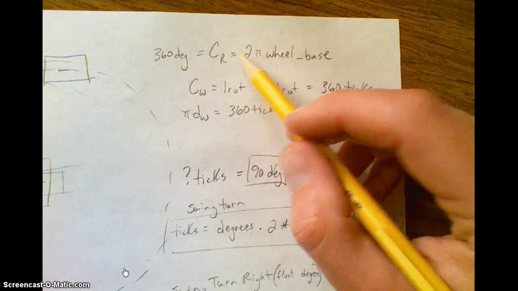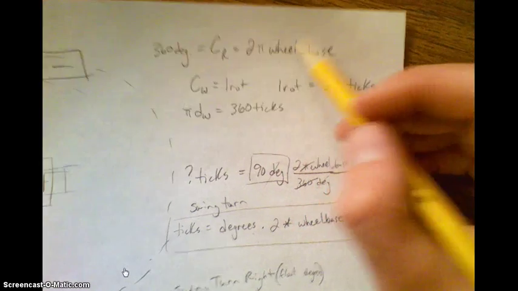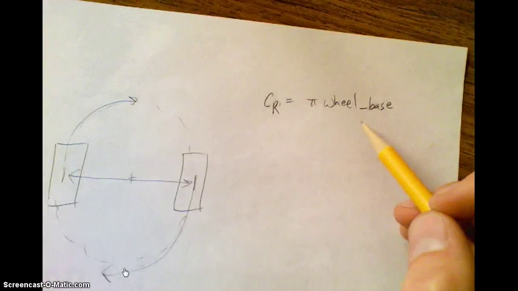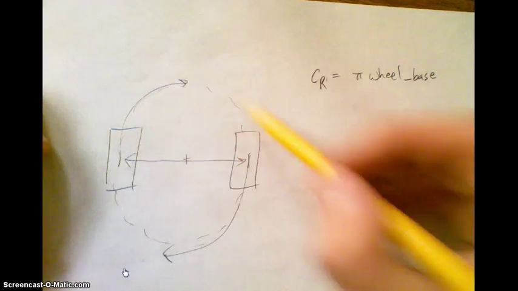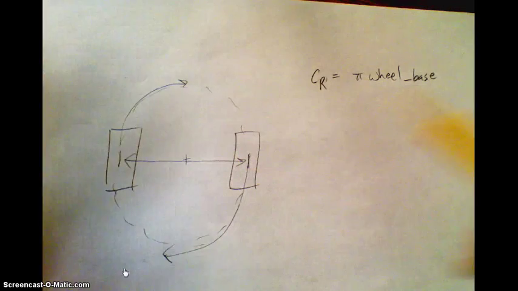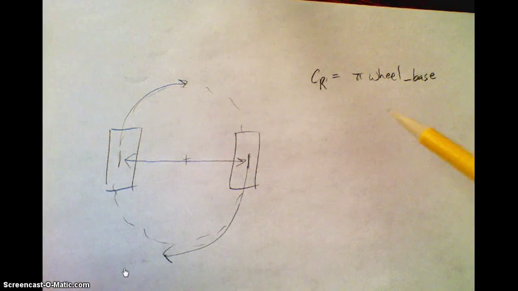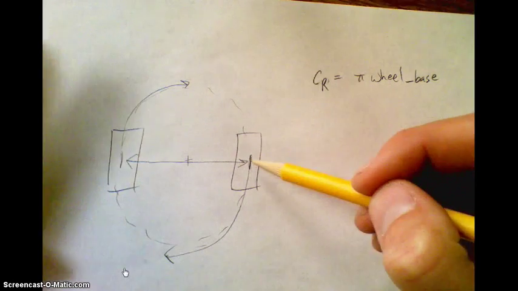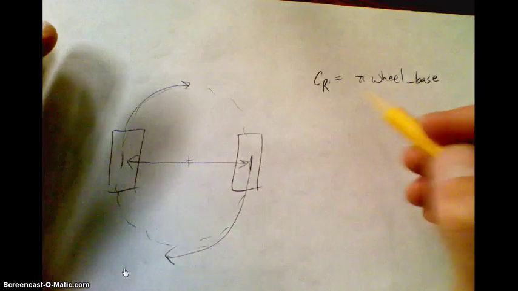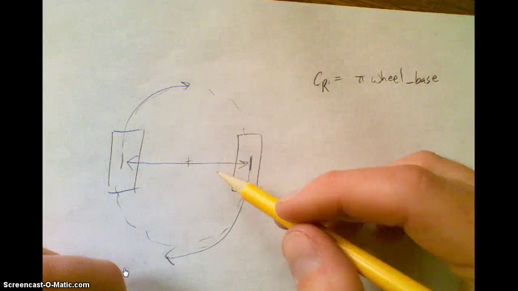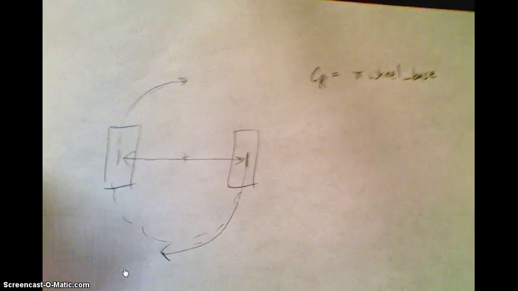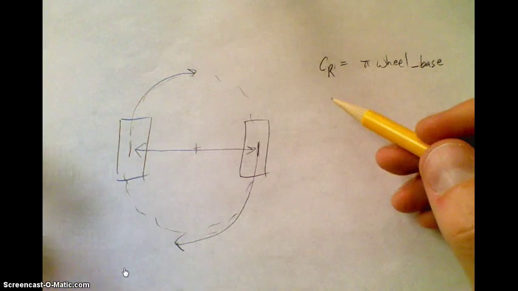Last time the circumference of the robot was 2 pi wheelbase. This time it's just pi wheelbase. So how do these two relate? Well, this circumference is now 1/2 the circumference of the larger when it's a swing turn. So the difference between the equation we're going to write for this ticks and the other ticks is just we're going to divide this ticks by 2.